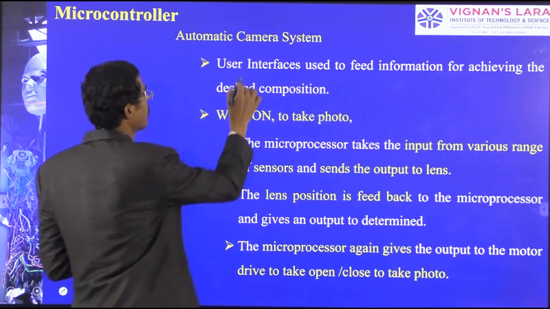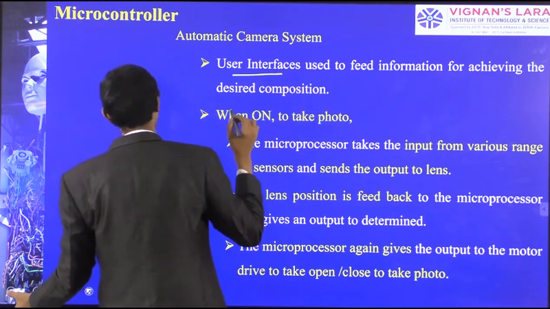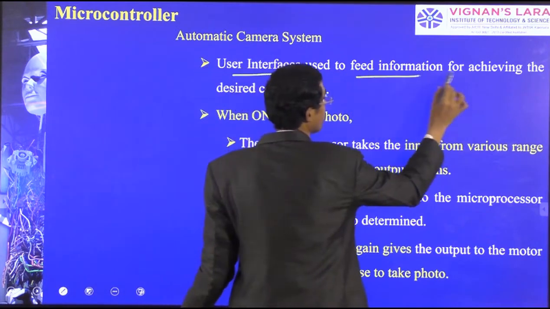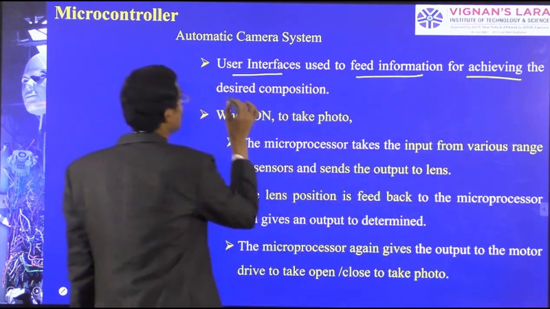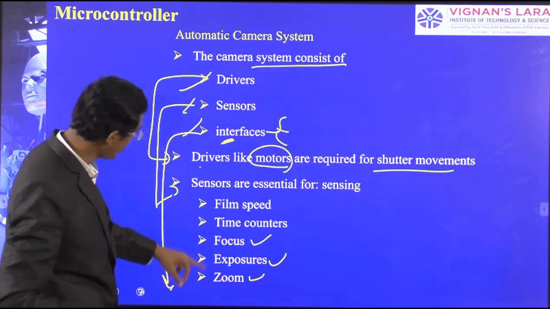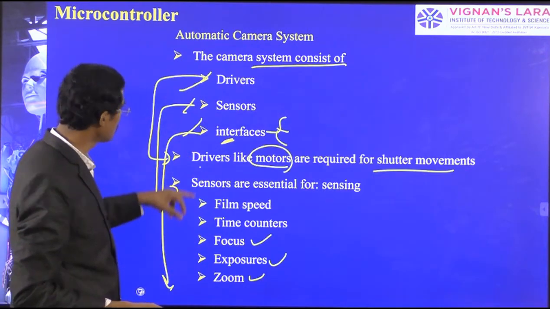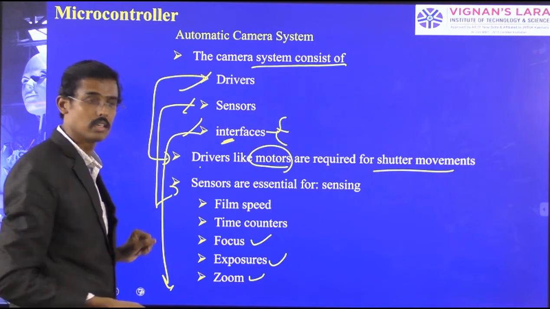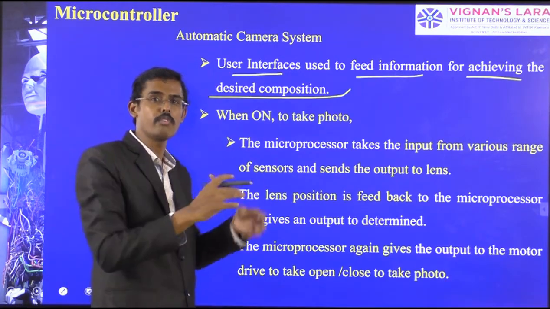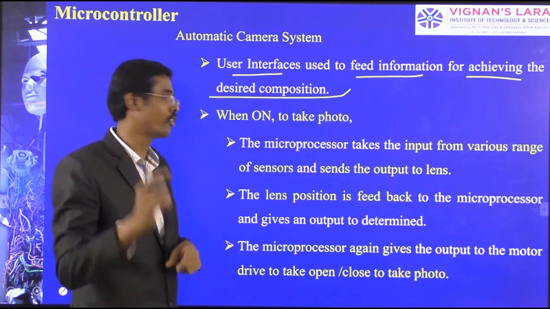Now the user interfaces. Interfaces are used to feed the information for achieving the desired composition. Which composition do we need? The composition we are creating here. And the signals are captured by these interfaces. From the interfaces we set the various composition parameters to take a single photo.